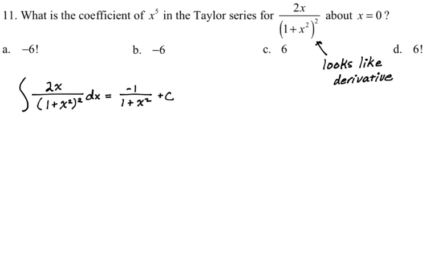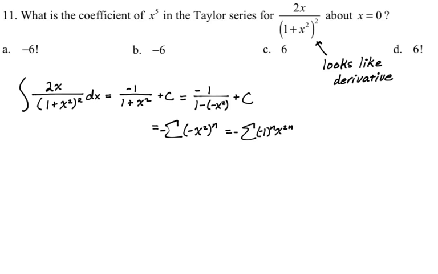Now I want to rewrite this so it looks geometric. I mean, it already looks geometric to me, but negative 1 over 1 minus the quantity negative x squared. All right, I'm going to start ignoring that plus c because it's just a constant, and we're looking to take the derivative as we go. So let's write a series for this. So it's going to be negative sum of negative x squared to the n, which is going to be negative sum of negative 1 to the n, x to the 2n.